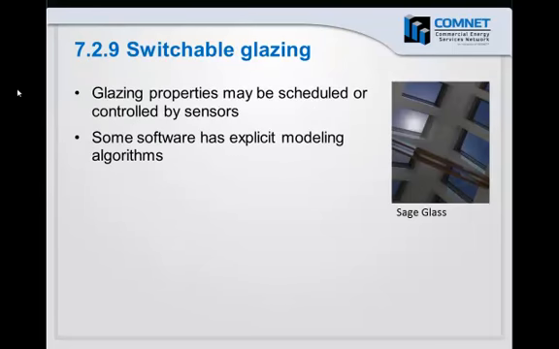Another technology is switchable glazing, either electrochromic or photochromic. These are windows or skylights that change their properties, mostly the SHGC and light transmission. Some also have an impact on U-factor as well. DOE-2 and EnergyPlus can both model these directly, and there can be some credit for those.